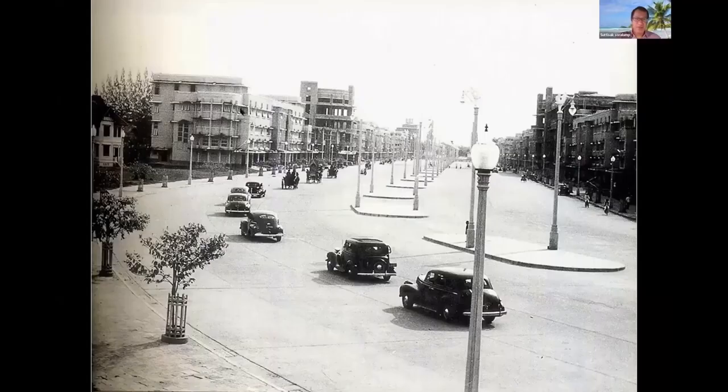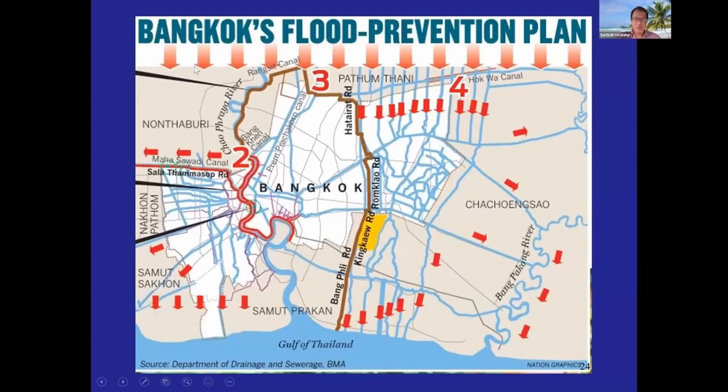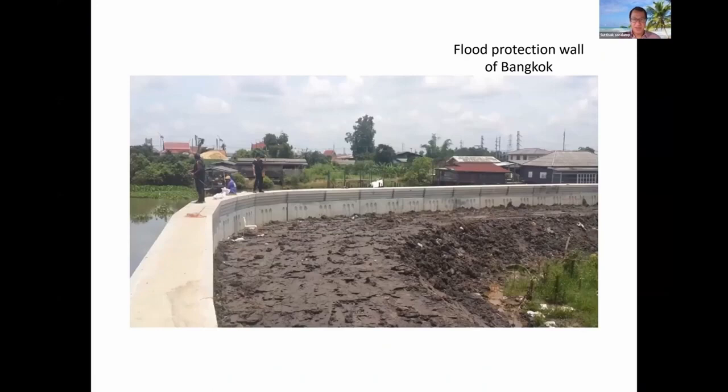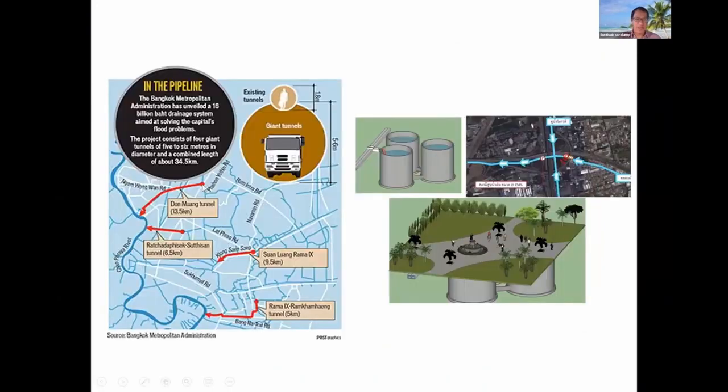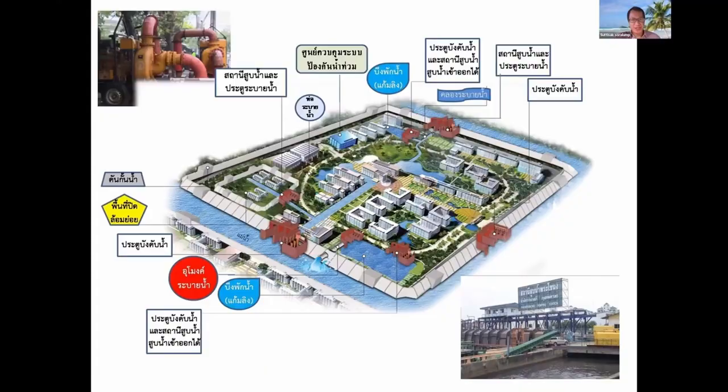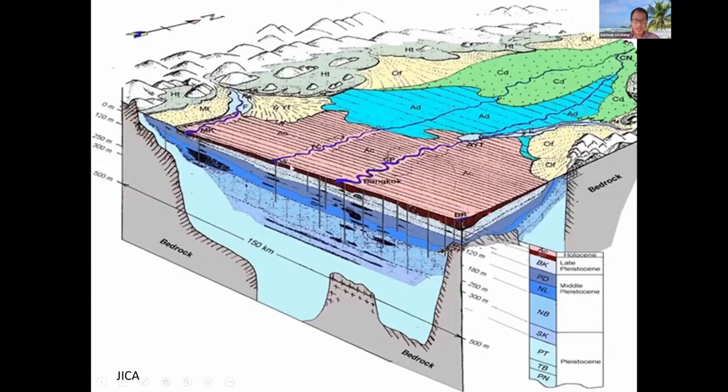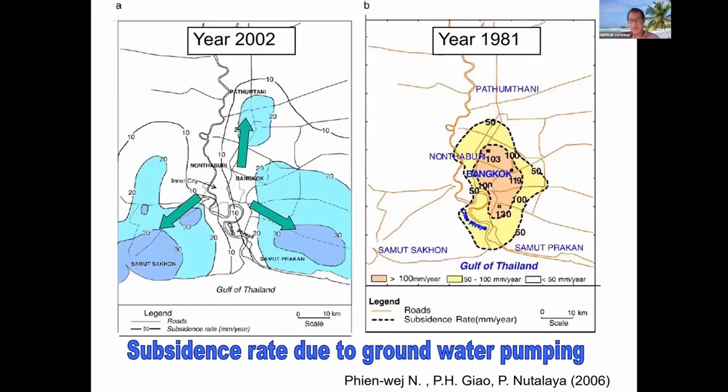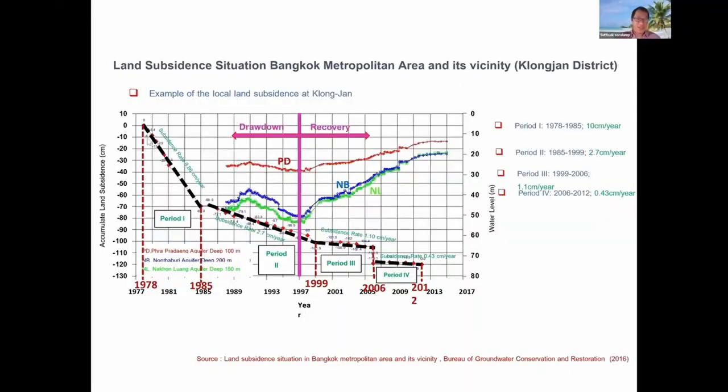Bangkok started to build a dike in order to prevent the seasonal flood from the north. This is an example of the flood protection wall of Bangkok along the Chao Phraya River, to drain the water from the lowland area, and we need to build the water bank. After 200 years, we have layers of soft clay above. This is the map showing the subsidence rate, and this is the information of the piezometric level drawdown, or the groundwater drawdown.